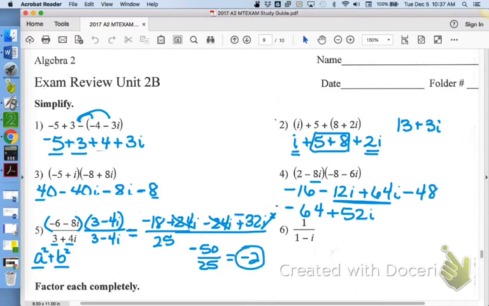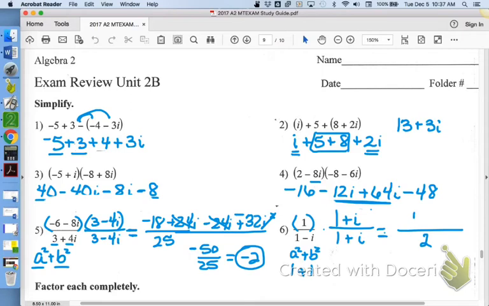All right, I need to move that. The conjugate of 1 minus i is 1 plus i. Multiply a squared plus b squared, both positive numbers. They're both 1. 1 squared plus 1 is 2. That's my denominator. And then 1 times 1 plus i is 1 plus i. Nothing you can do to reduce that. There's your answer.